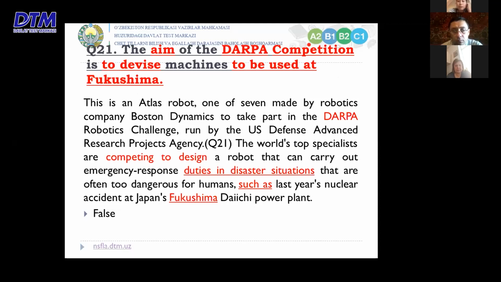Here is the DARPA in red, and you can see question 21's answer is about to devise machines. It says to design a robot competition. To be used at Fukushima, it says duties in disaster situations such as Fukushima. Not at Fukushima, but such as Fukushima. So this is the answer, false. This question's answer is false.